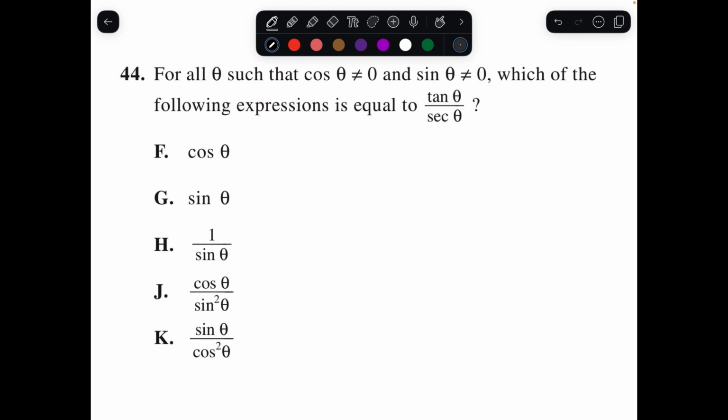Question 44 says, for all theta such that cos theta does not equal 0 and sine theta does not equal 0, which of the following expressions is equal to tan theta over secant theta? For this question, what you should do is simplify tan and secant into the foundational components, sine and cosine. So let's go ahead and do that.